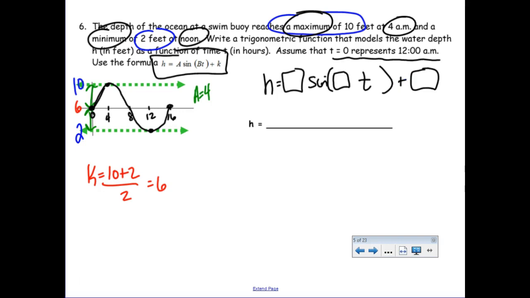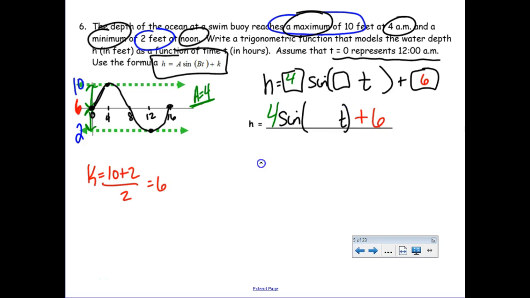I think we actually have almost all of those pieces of information. For instance, 6, the midline, goes right here. So plus 6. And you actually have A. Amplitude is the size of the wave, so it's a 4. We'll put a 4 right here. So the only thing you have left to do is figure out the B.